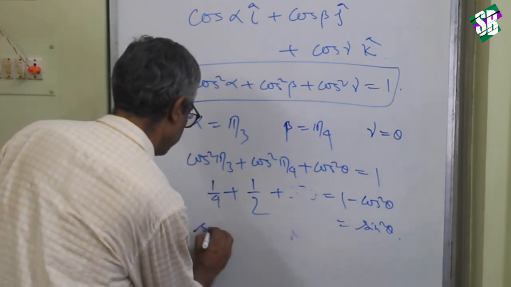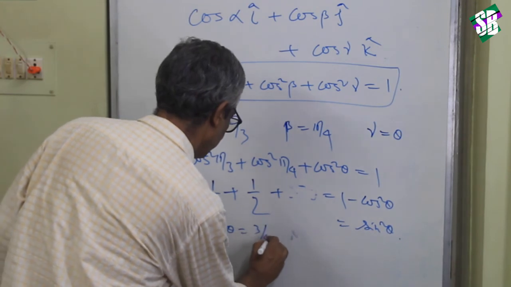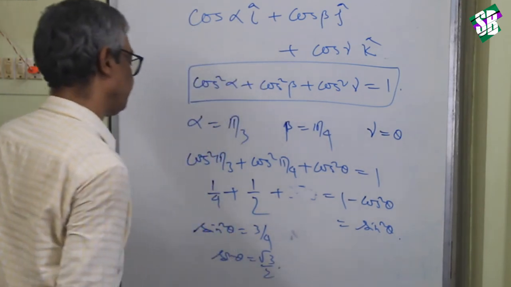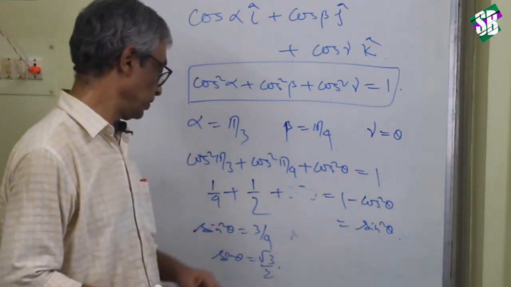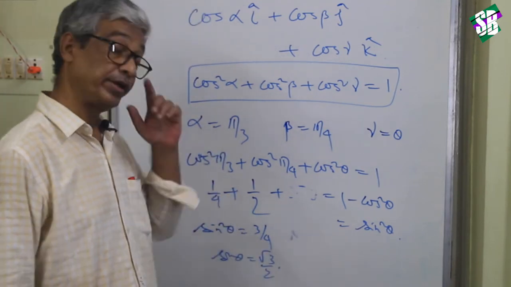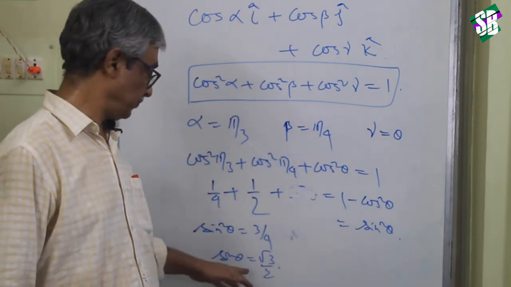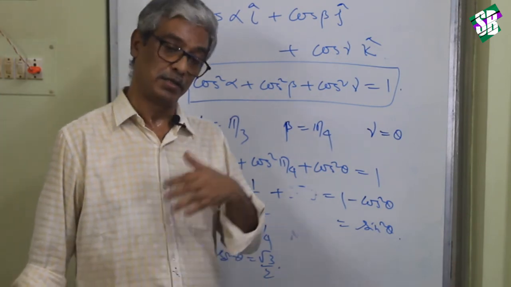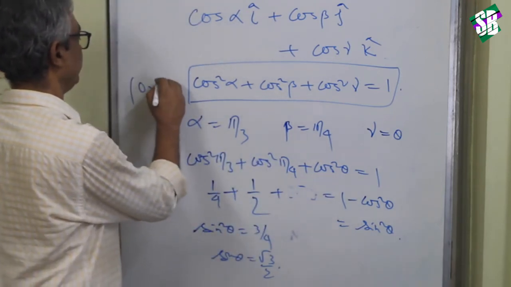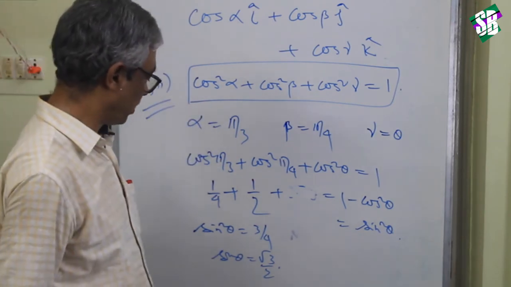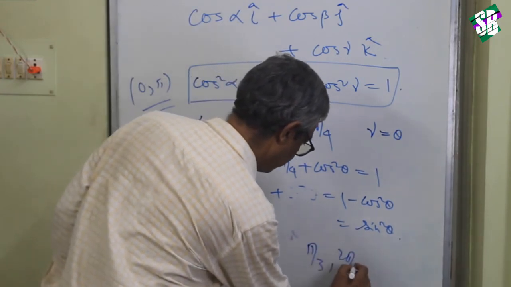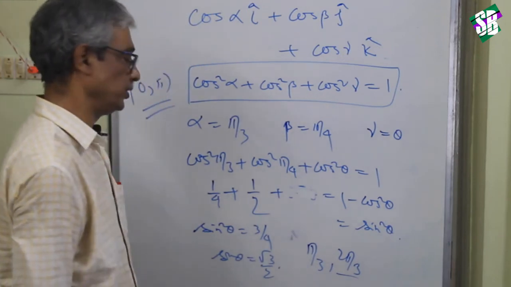So sin square theta is 3 by 4, means sin theta equal to root 3 by 2. Since sin theta equal to plus minus root 3 by 2, but you cannot take minus root 3 by 2, because if you take minus, then theta exceeds the interval 0 to pi. Okay. Now in 0 to pi, what are the values? One value is pi by 3 and the other value is 2 pi by 3.